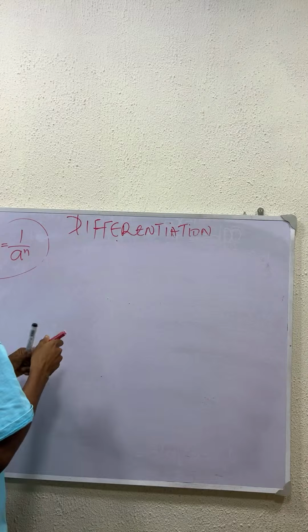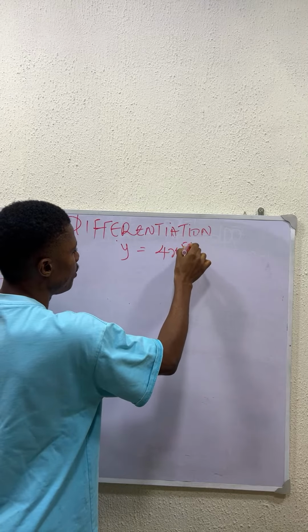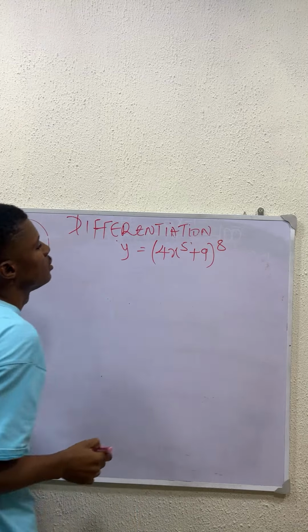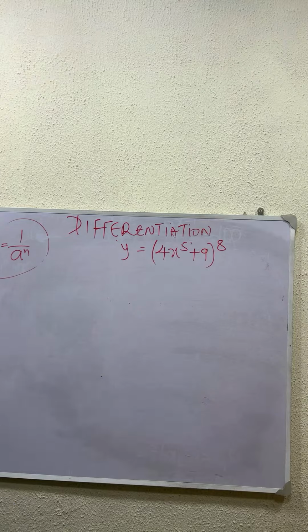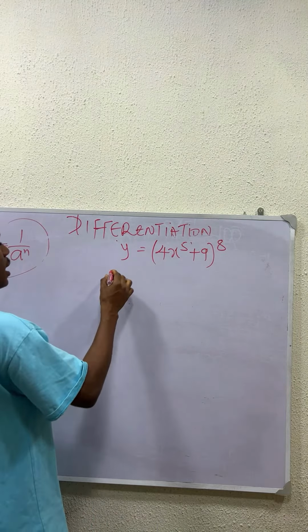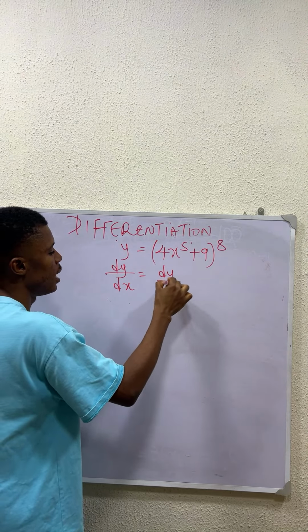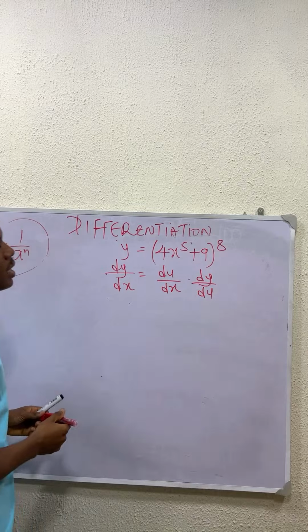Okay. So let's look at y is equal to 4x power 5 plus 9, then raised to power 8. Let's look at this function. Let's try to differentiate the function with respect to x. To differentiate it is very simple. Differentiating with the chain rule, dy dx is equal to du dx times dy du. That's how we do that.